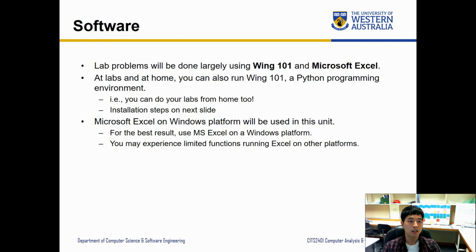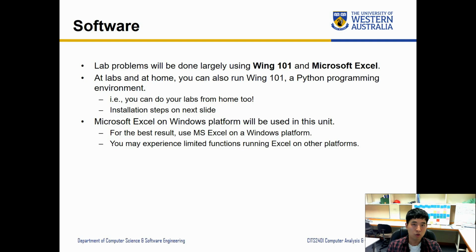Software. Lab problems will be done largely using Wing 101 and Microsoft Excel. So the first couple of weeks you'll be using mainly Microsoft Excel, and the rest of the weeks we'll be using Wing 101 to implement Python programs. You can set this up at home as well. So you can run Wing 101. This is a multi-platform software which allows you to install it on Windows, Linux, and Mac computers.